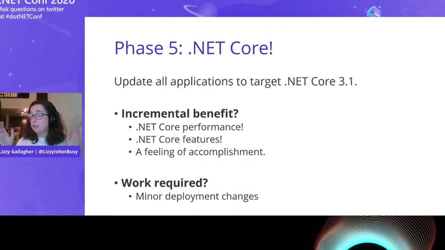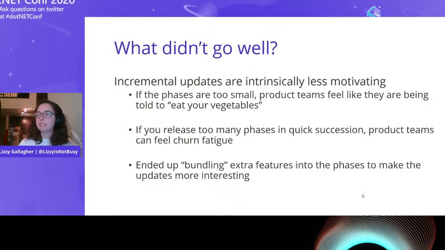So I've covered those 3 strengths, but I did want to dwell for our last few moments together on some of the things that didn't go as well. I'll be candid about these. So the first is that incremental updates are just intrinsically less motivating. If you release in too small of phases, product teams don't really feel like they're getting much out of each update, and they can just get update fatigue. So our solution to this was bundling extra features into the phases, to make them more interesting.